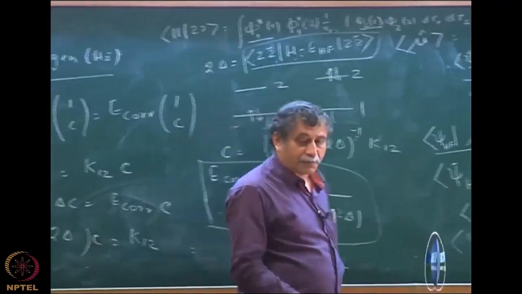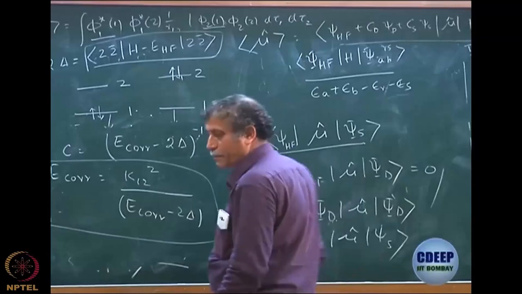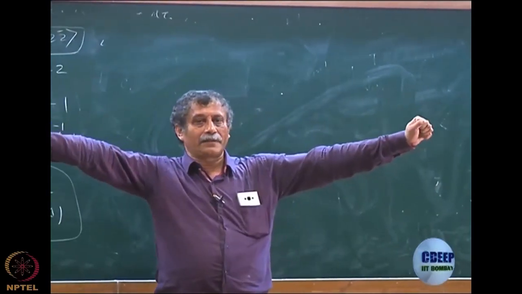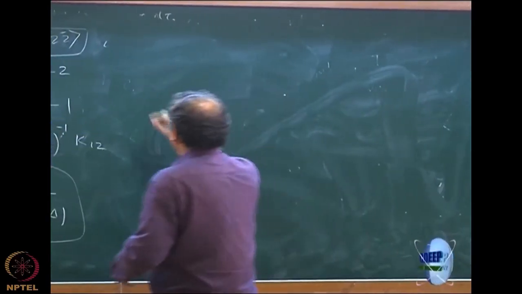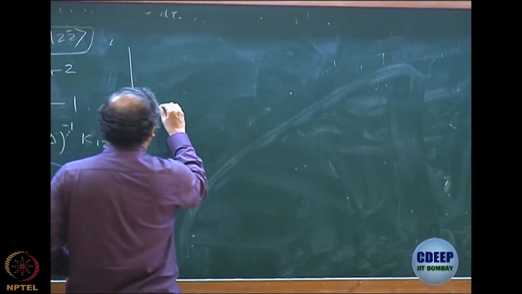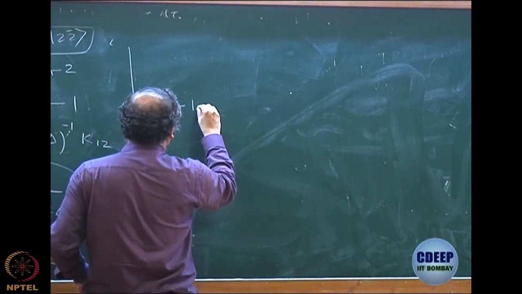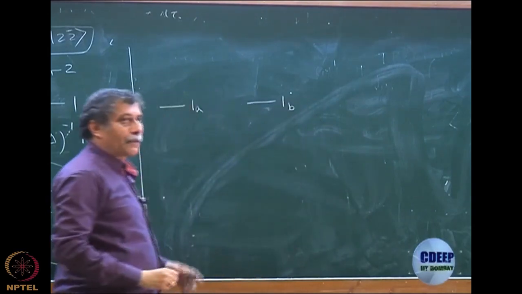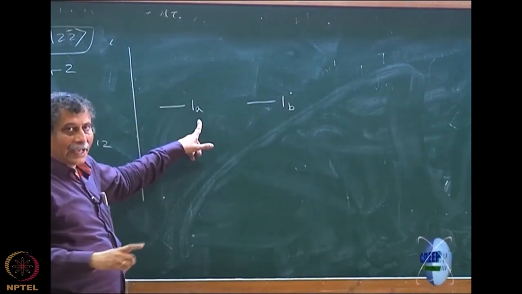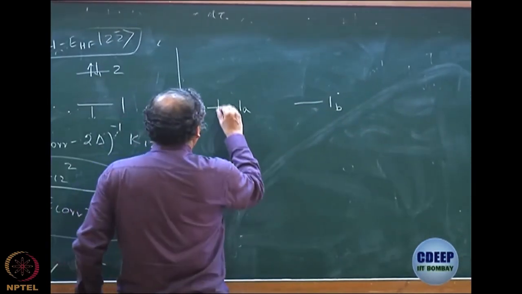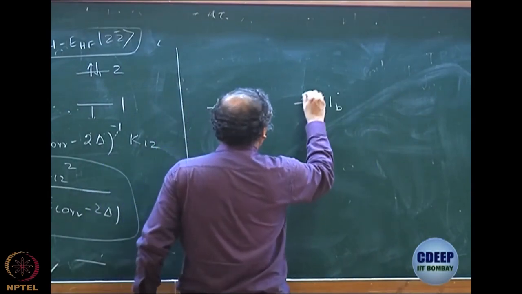Now, let me switch to the next problem, which is the H2 dimer. So, the problem is the following: I have two hydrogen molecules which are separated infinitely apart. That is my problem, right. So, what are my orbitals to start with? I call one hydrogen molecule A and the other hydrogen molecule B. So, I have two spatial orbitals, one on hydrogen A, one on hydrogen B to start with. So, what is the Hartree-Fock of this? Two electrons here, two electrons here, right?